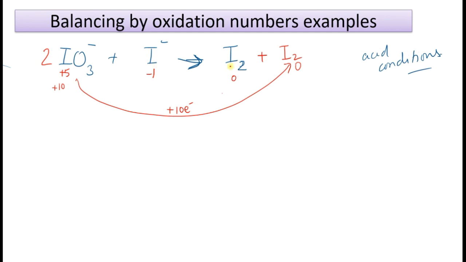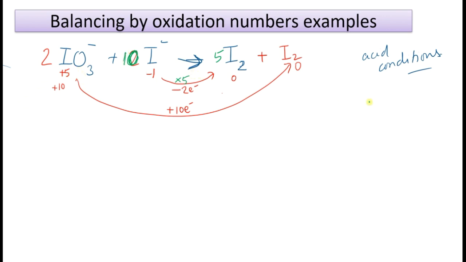Now, this is not balanced, so I have to put a 2 here. Going from minus 2 to 0, it has to lose 2 electrons. Now, as you can see, I have to multiply these two by 5, to get the 10 electrons. So that means this goes into 10, and that's 5. So then we are left with this.